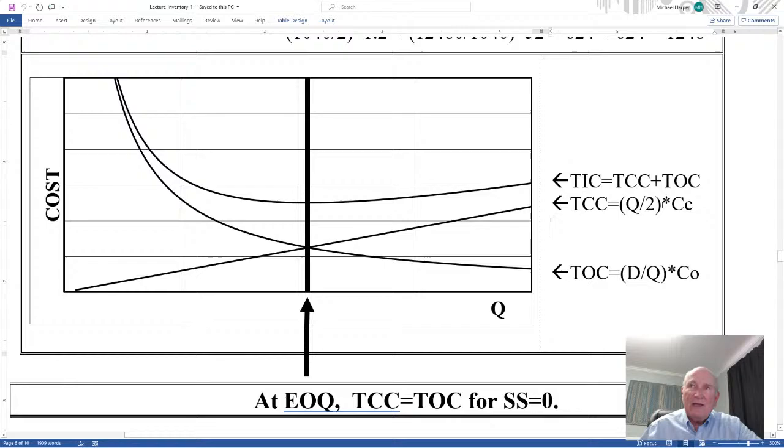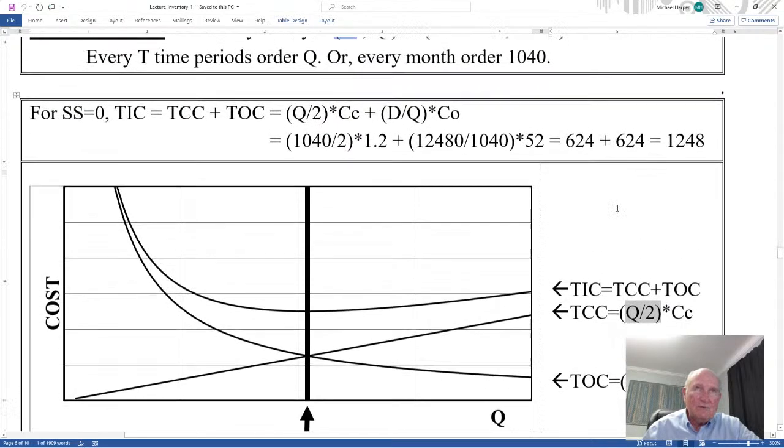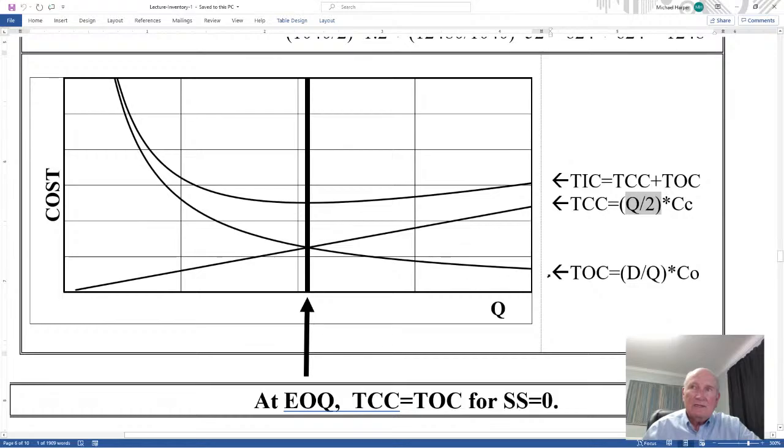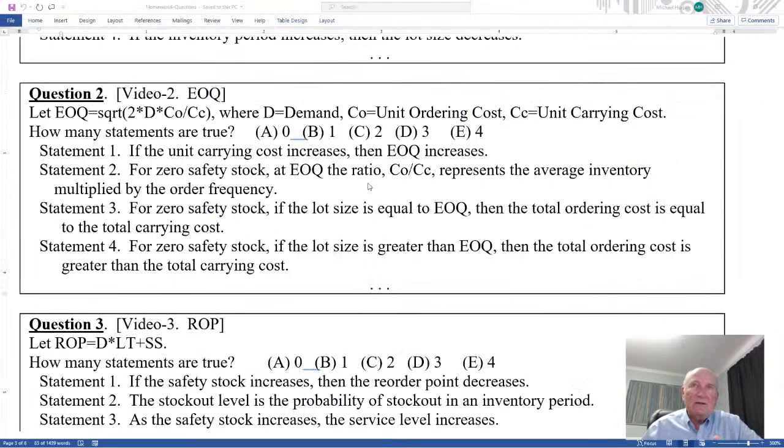If you take the carrying cost, which is equal to this, and the ordering cost, which is equal to this, set them equal to one another, and then do some algebra, move things around and collect terms, you have C sub O divided by C sub C, and that equals Q over 2 divided by D over Q. Well, Q over 2 is average inventory for zero safety stock. D over Q from the fundamental equation is order frequency. So let's come back here. That's exactly what this is talking about.